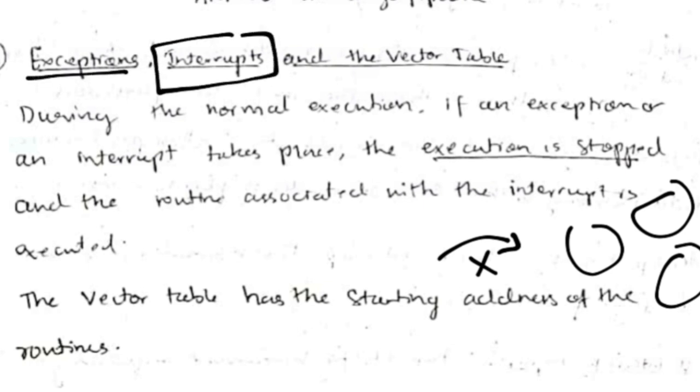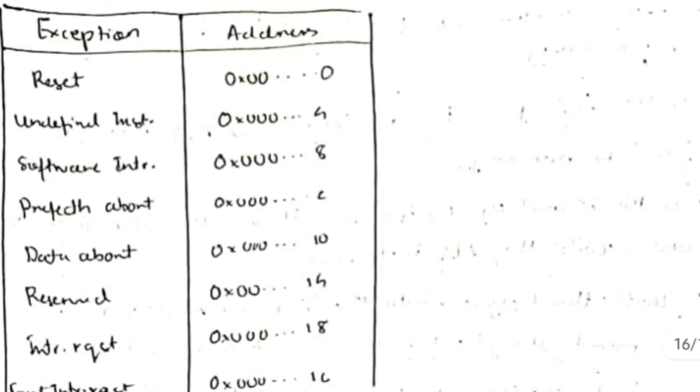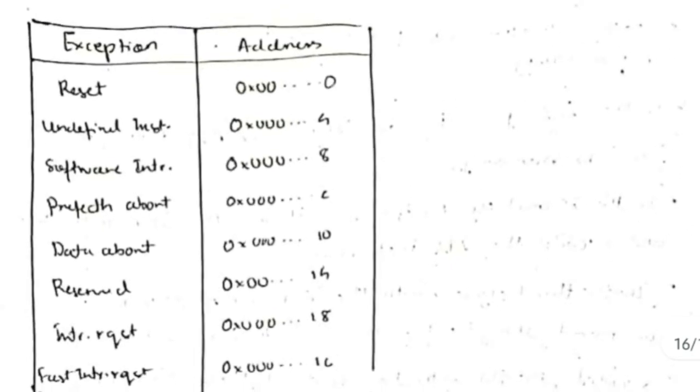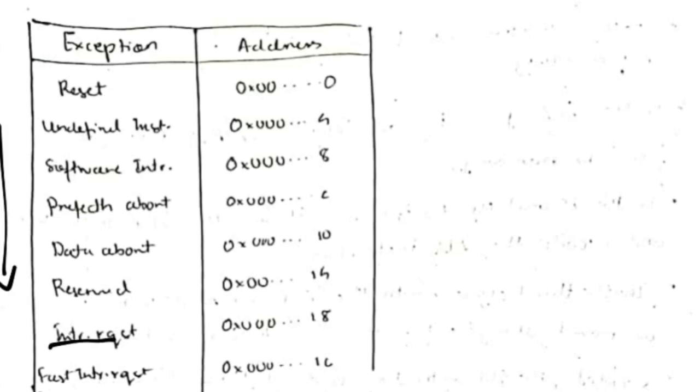Interrupts happen whenever an input is coming, or we have to display something, or the processor needs to carry out some other memory access. These interrupts and exceptions need to be classified and kept in a separate space. These are the normal exceptions: reset, undefined instruction, software interrupt, prefetch abort, and similar ones. Whenever these happen, the processor needs to know where to go in memory. For example, interrupt request.